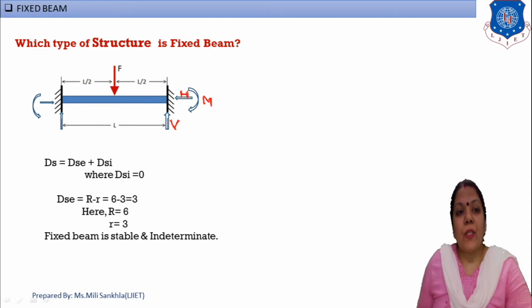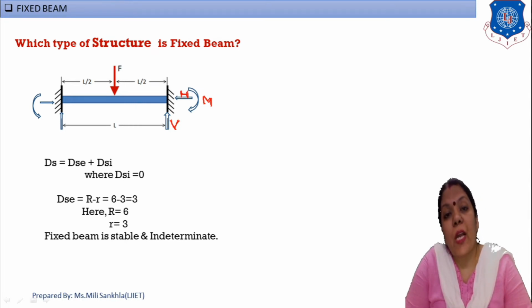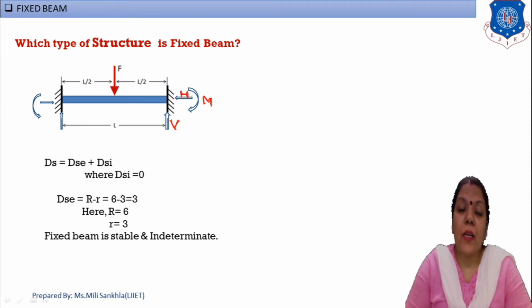Okay, which type of structure is fixed beam, because analysis of structure depends upon which type of structure. It may be possible the given structure is determinate, it may be possible the given structure is indeterminate, because rules of determinacy are different and rules of indeterminate structure are different. So for any type of structure, first of all we identify whether the given structure is determinate or indeterminate.